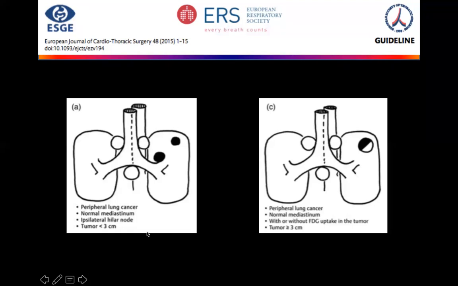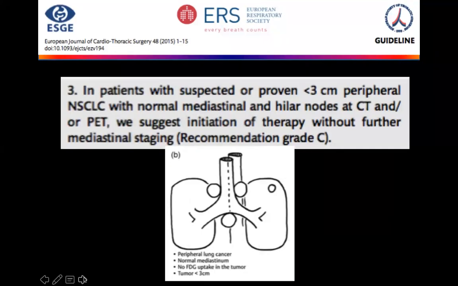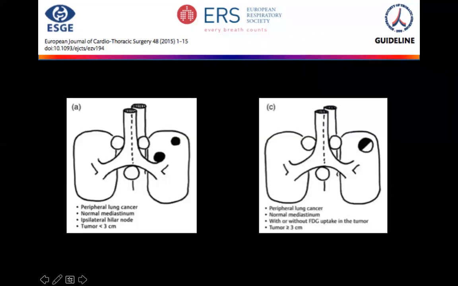So these were the scenarios that we spoke about. Go through this a bit later. Take it down and ruminate over this. This is quite important. So the two pictures which I showed you was this and this. Hilar lymph node and the tumor is here. Peripheral lung cancer, normal mediastinum, ipsilateral hilar lymph node, tumor less than 3. And this one was the second scenario.